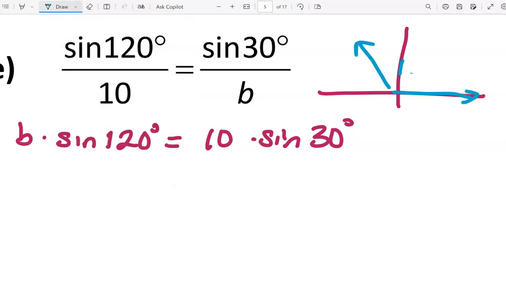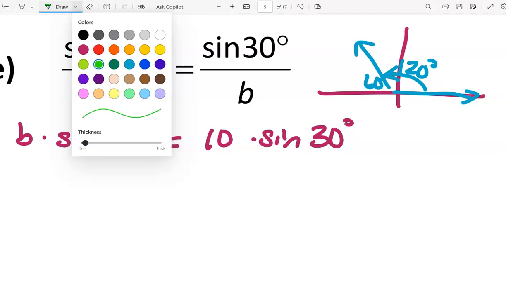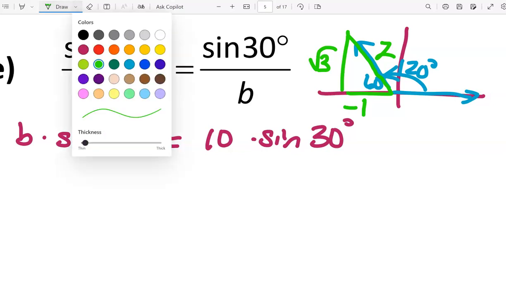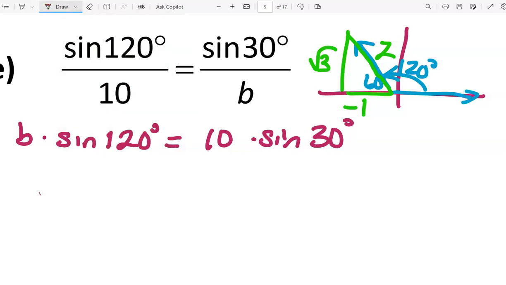If we draw 120 degrees in standard position, when we get the reference angle, it will be 60 degrees. Let's draw a triangle associated with that. Adjacent, -1, hypotenuse 2, and opposite square root of 3. So that means that the sine of 120 degrees is the square root of 3 over 2. Sine is positive in quadrant 2.